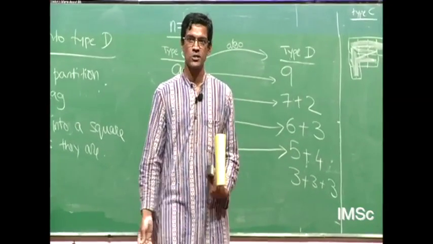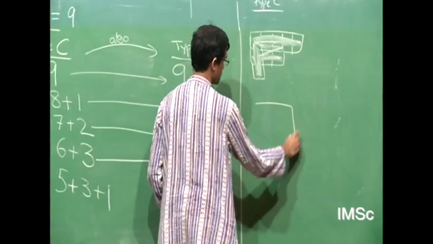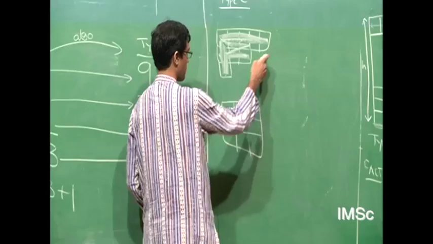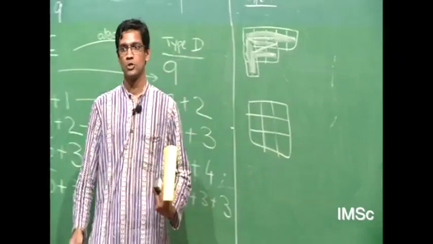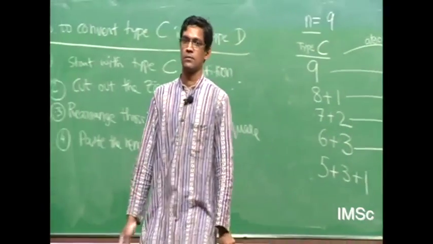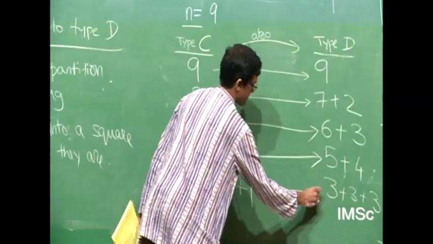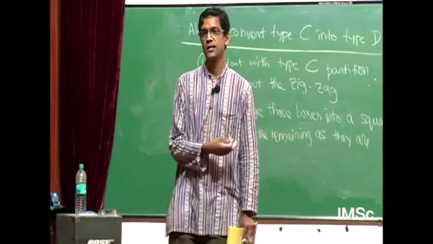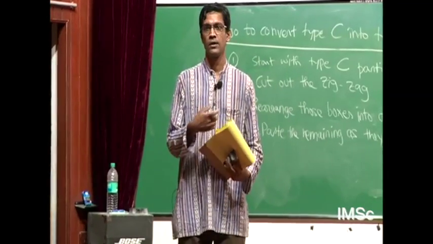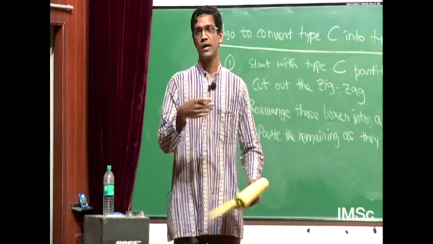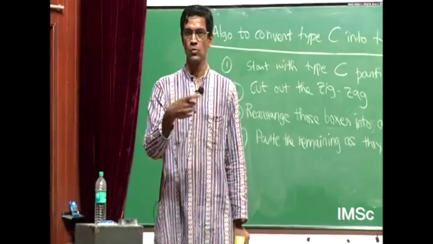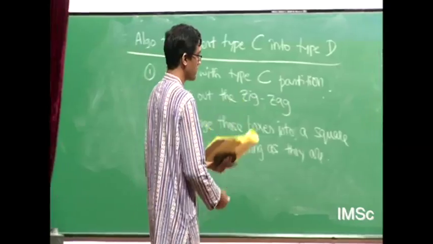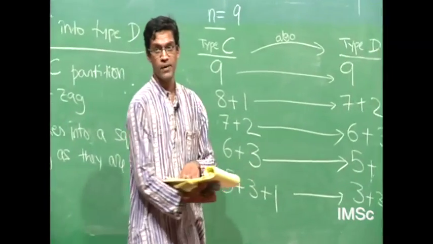I convert it into a 3 cross 3 square. So first step, rearrange this into a square. Okay, done. And now paste the remaining boxes. There are no more boxes to paste. So you stop. What's that? 3 plus 3 plus 3. Right? So here's the algorithm. Here's the bijective proof that we were looking for, which shows that partitions with minimum difference 2 between consecutive parts are the same in number as the partitions in which every part is at least equal to the number of parts.